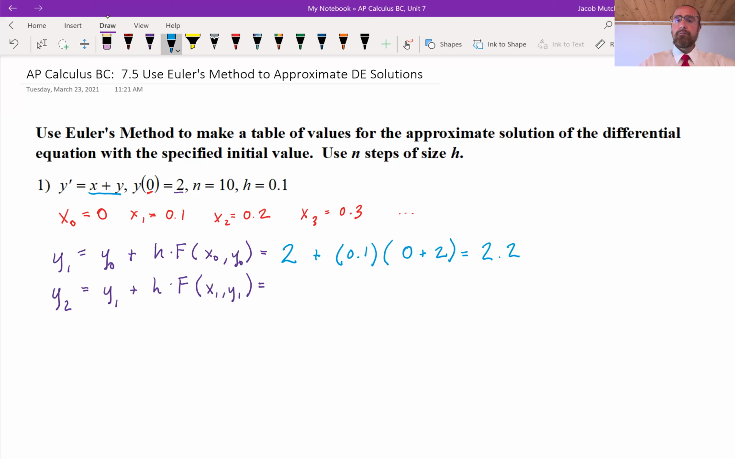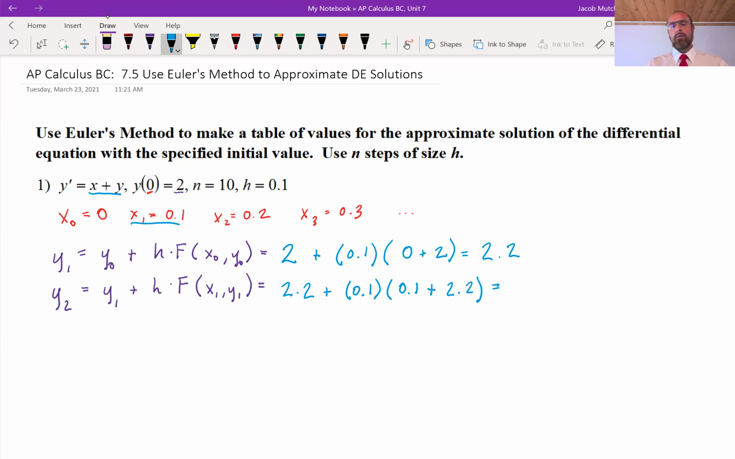But let's actually fill in with the numbers here. So y sub 1 we had approximated to be 2.2, plus my h value of 0.1, times, in this case, x sub 1 plus y sub 1. So that's going to be 0.1. That's how I had defined x sub 1 at the outset, plus y sub 1, which we had just evaluated to be 2.2.